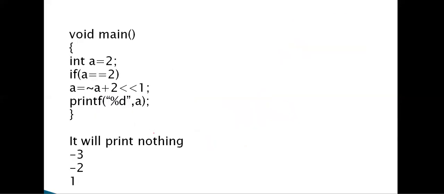Now, move to the next one. A is equal to 2. If a equals 2, the condition is true. If the condition is true, what do you have to do? You have to execute this statement. What is the statement? a is equal to tilde a plus 2 left shift 1. Observe, this expression contains three operators. Which operator do you have to evaluate first? So you require the precedence of operators. The precedence of operators is very, very important.